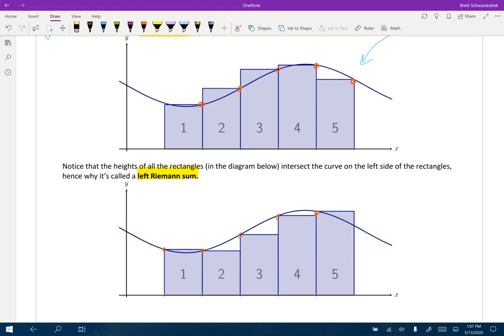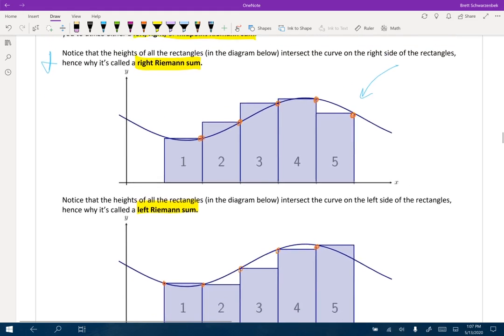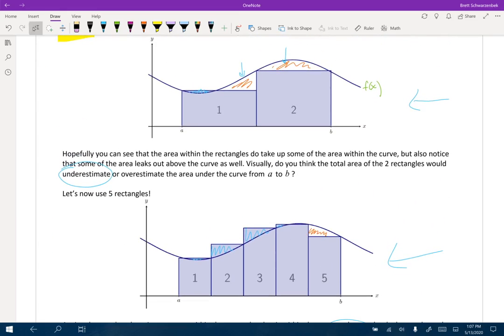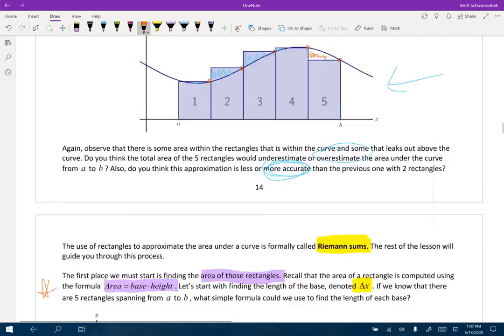So, by the way, this is one of the reasons why in the beginning I sort of manipulated this so that we had an under-over representation. So this one would be called the what Riemann sum? Hopefully you say left Riemann sum because it intersects on the left side of the rectangles. What about this guy? This is a right Riemann sum. So that was part of the reason why we had this underestimate, overestimate, a really big difference. I was just playing around with the rectangles so that you could see what was happening with them.